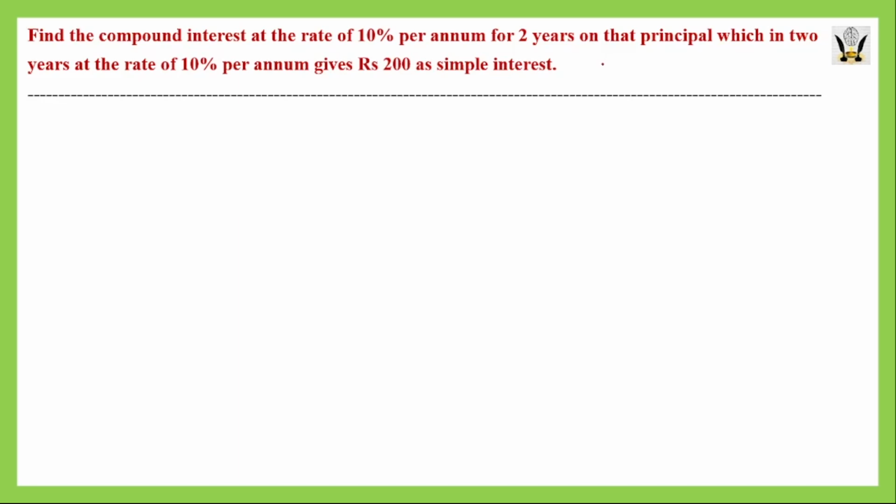So here the principal amount is not known, but on the same principal amount, when we are applying simple interest at the same rate of interest 10% for 2 years, then that total interest amount is rupees 200. And on that same principal amount, we need to find the total compound interest after 2 years. So we will first find the principal amount when the total interest is 200 after 2 years at the rate of 10% per annum.